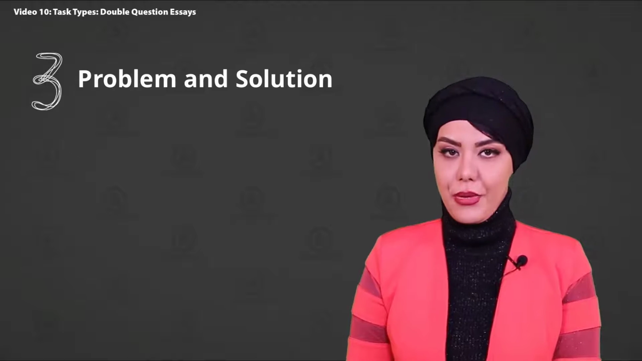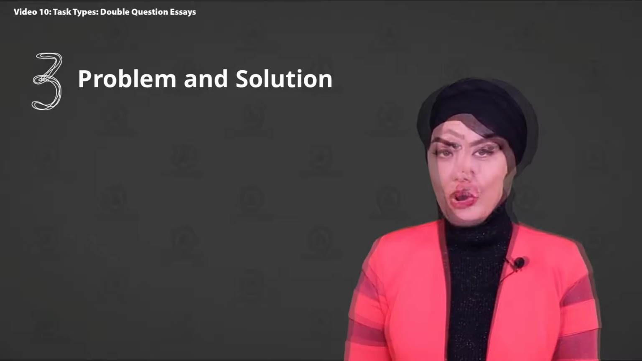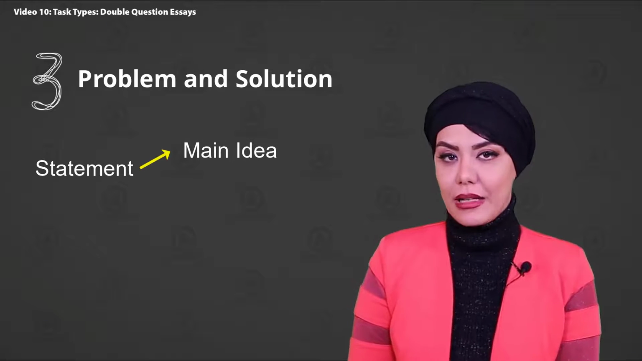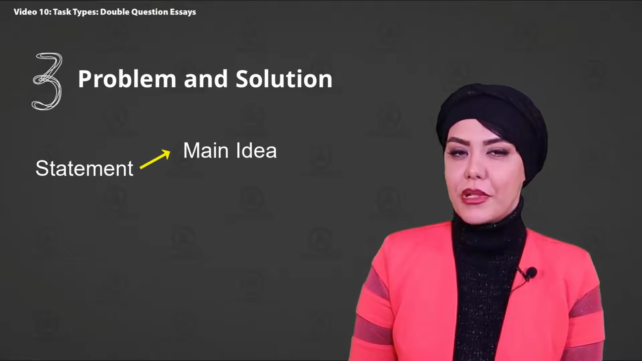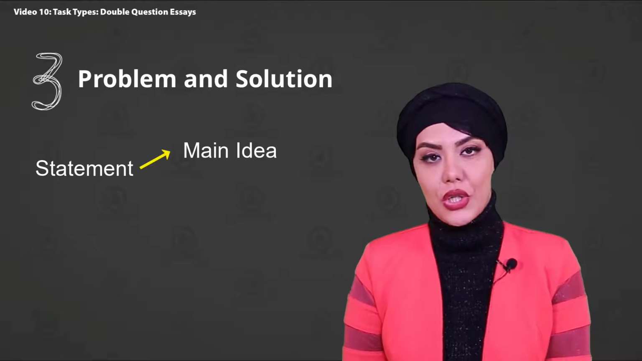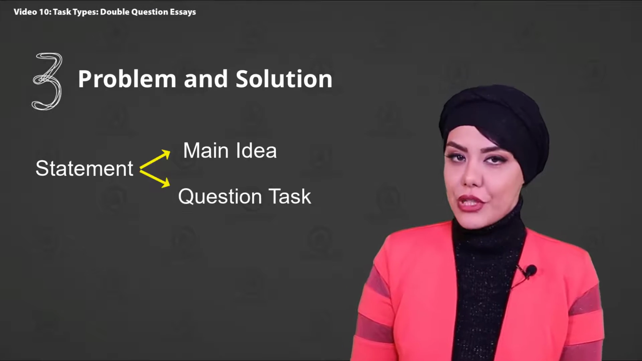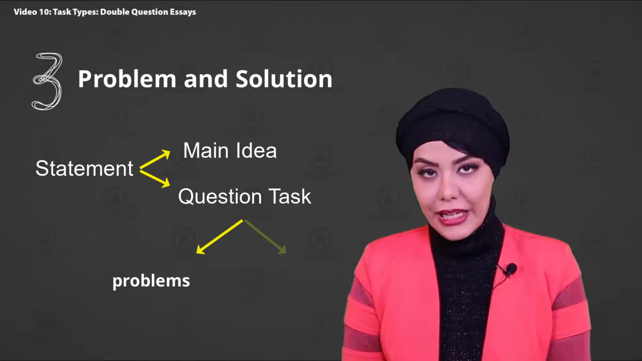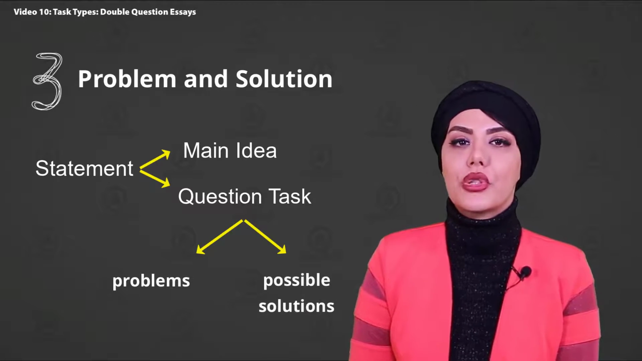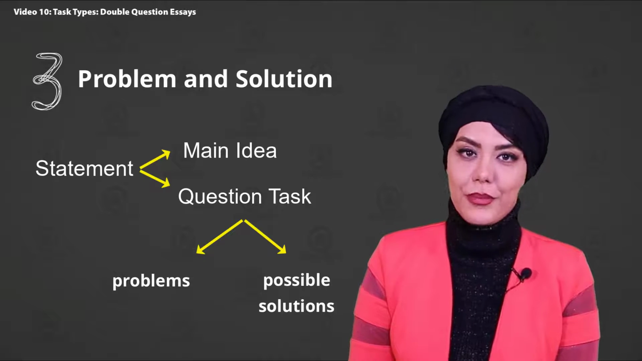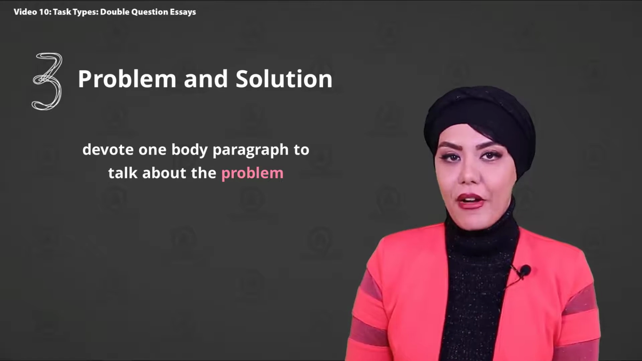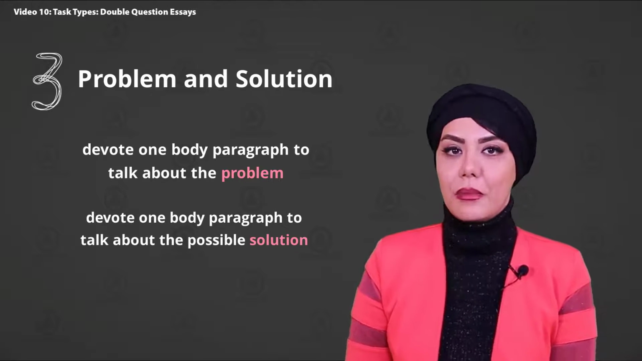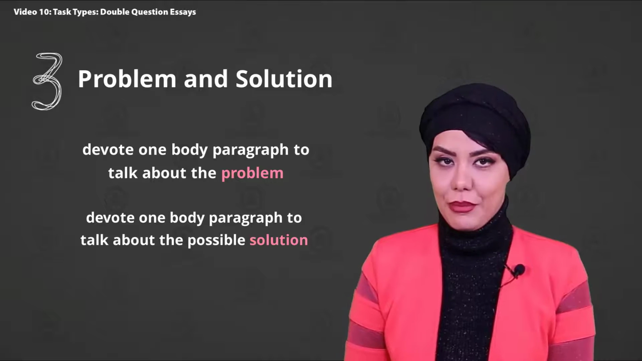The third category of double question essay is called problem and solution. The statement section includes one main idea, which there are some problems regarding that main idea or it has caused some problems. So in the first question, candidates should talk about that problem. And in the second question, they have to talk about the possible solution to deal with that problem. You can devote one body paragraph to talk about the problems and one body paragraph to talk about the possible solution. Let's see one example.